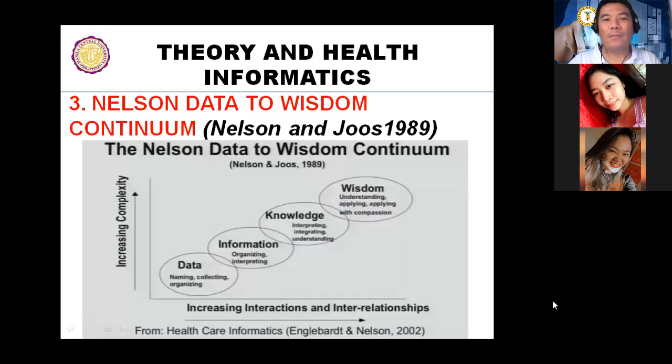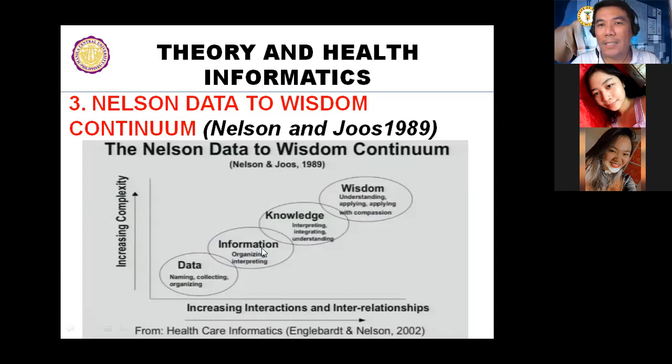Next, Nelson's data to wisdom continuum. In Nelson's, still in 1989, it gives us now a clear picture of how data, information, knowledge, and wisdom are being utilized. So if you will notice, data is just on the level of collecting, because it doesn't have any meaning at all yet. When it comes to information, it is now on the process where you can interpret it because it gives you now the meaning. You are given already the definition of those terms.